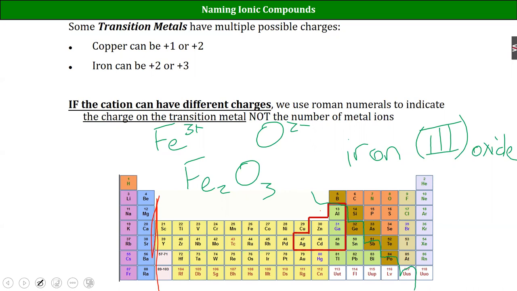Matt? So like with iron 3 oxide, if you're looking at the formula version of it, would you have to kind of discern for yourself whether it's a plus 2 or a plus 3, given what the other elements are? That's exactly what you have to do.